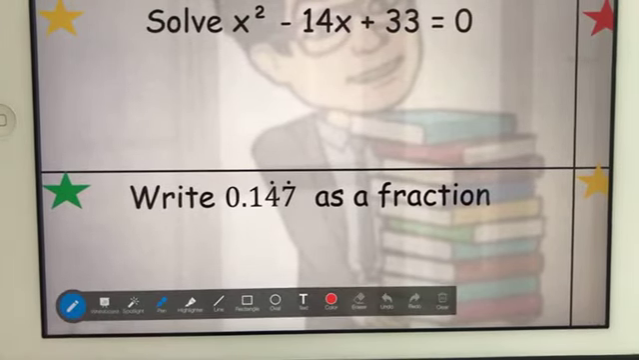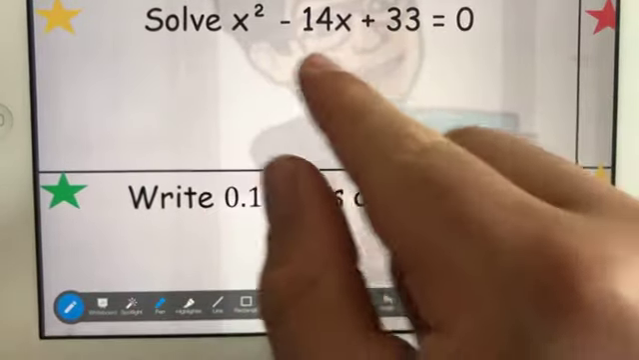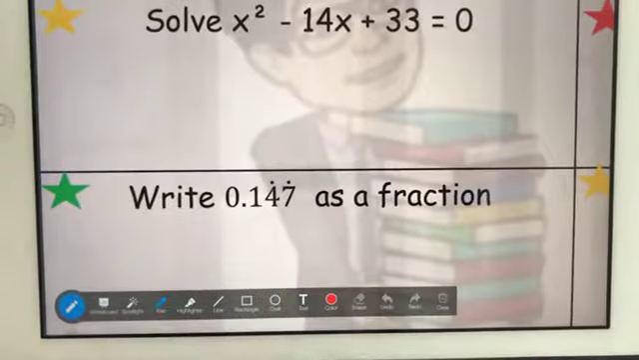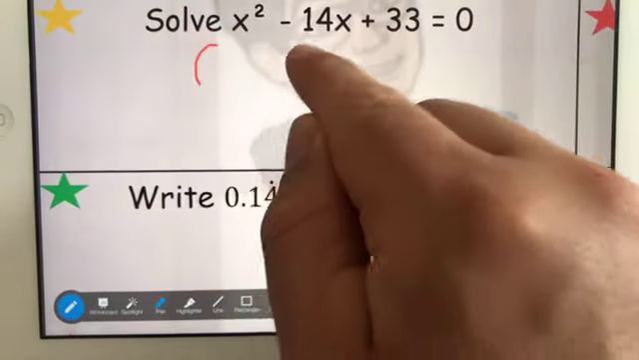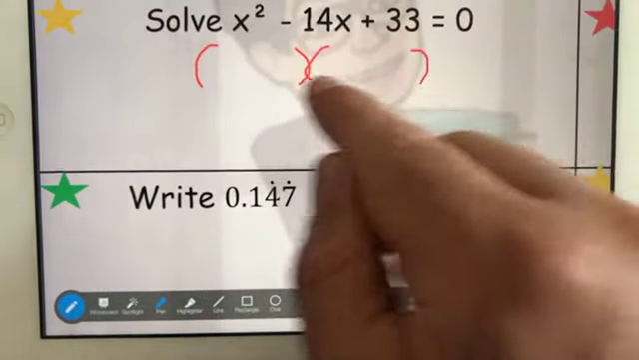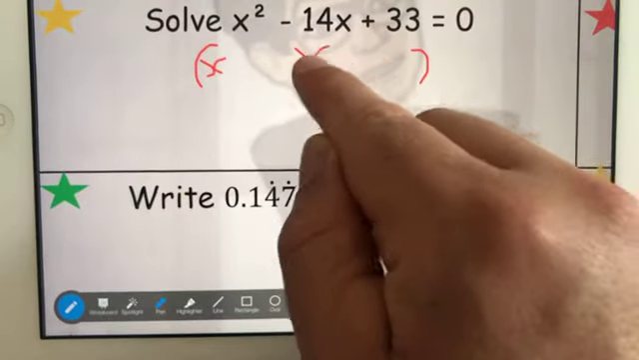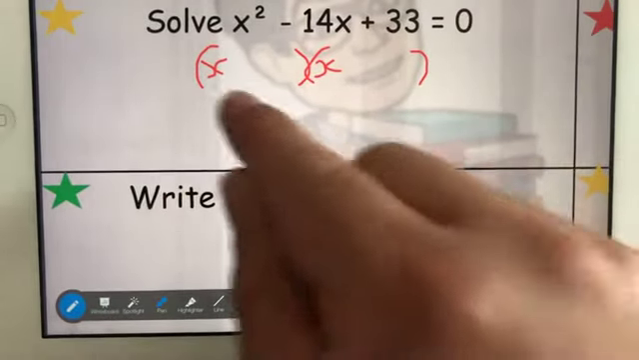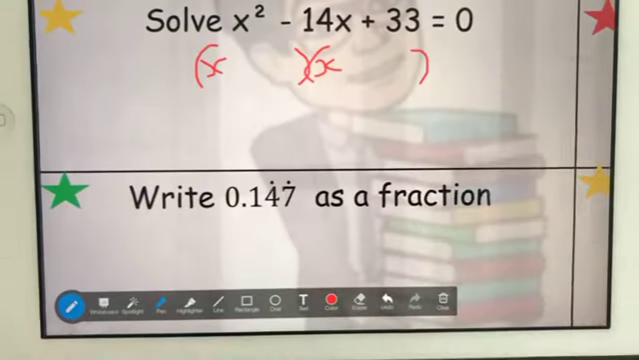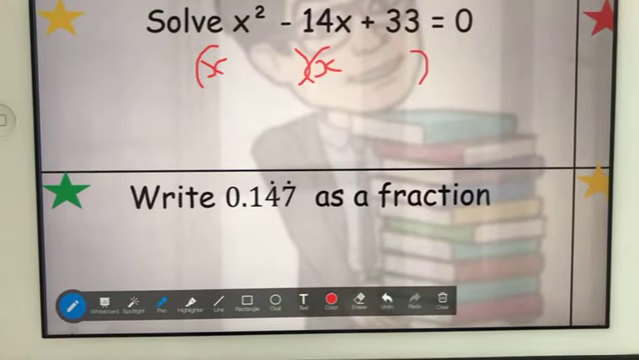So, first one: factorizing and solving quadratics. What I've got here is a quadratic equation. I've got to factorize this into 2 brackets. It's the same as expanding double brackets, but going the opposite way. I need 2 numbers to fill in these 2 gaps. I've got x squared, take away 14x, plus 33.